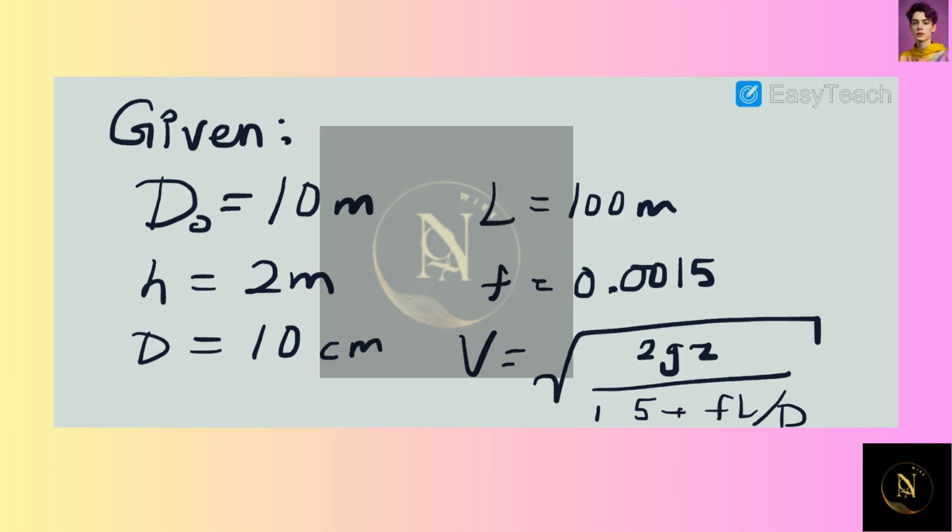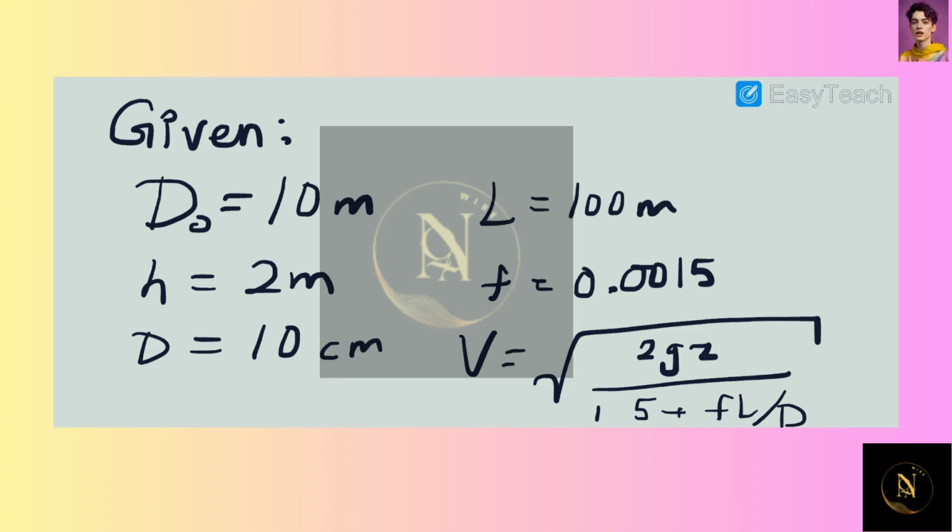Hi everyone, so what we have is a water tank that is open to the atmosphere and it is filled with water. The tank has a diameter of 10 meters and water is filled to a height of 2 meters above the bottom. There is a line connected to this tank with a diameter of 10 centimeters, and a pipe length of 100 meters through which this water is carried.